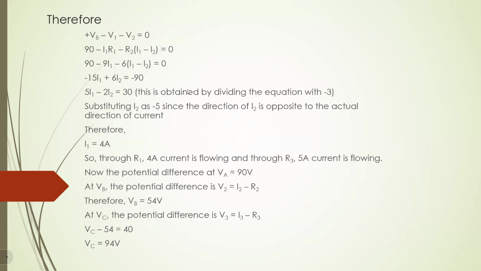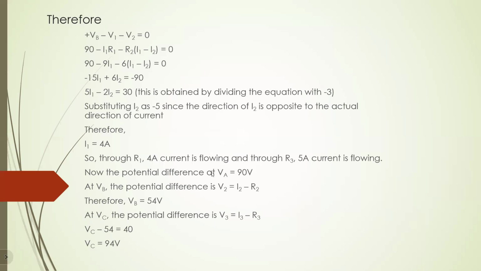This is obtained by dividing equation 3. Substituting I2 equals minus 5. Since the direction of I2 is opposite to the actual direction of current, therefore I1 equals 4 A. So through R1, 4 ampere current is flowing, and through R3, 5 ampere current is flowing.